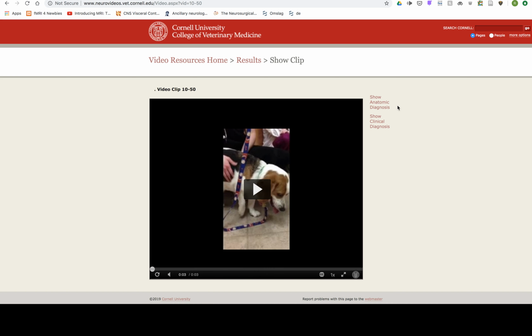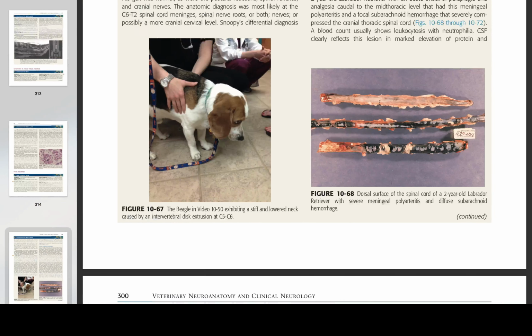Snoopy's differential diagnosis is the same as that for case example 10-24. MRI revealed an extrusion of the intervertebral disc at C5, C6 with compression of the overlying dural sac and neural structures. Snoopy had a ventral slot surgical procedure for removal of the extruded intervertebral disc and made a complete recovery.